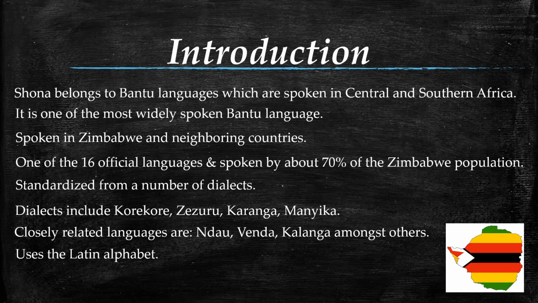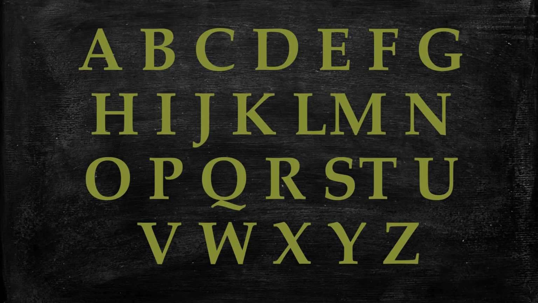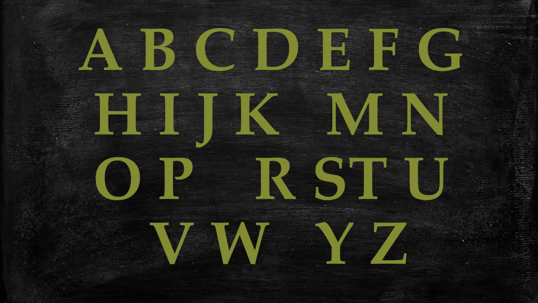It uses the Latin alphabet. The Latin alphabet is the normal A, B, C up to Z that we use in English. But in Shona, we do not use the letters L, Q, and X. So we are left with 23 letters.